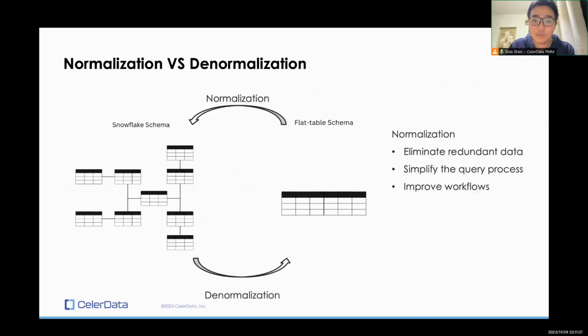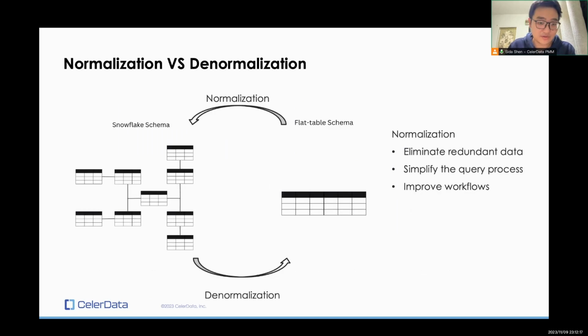So, normalization and denormalization. Normalization is basically you turn your flat table schema into your Snowflake or Star schema, into your multi-table schema, right? So it does a lot of good things. First, it eliminates redundant data, and then it actually simplifies the query process. So every time you query, you don't have to look at a table that has like 500 columns, right? And ultimately, it improves workflow, right?